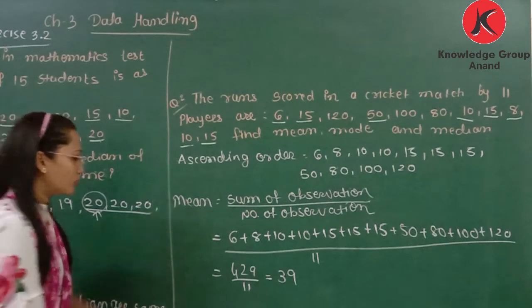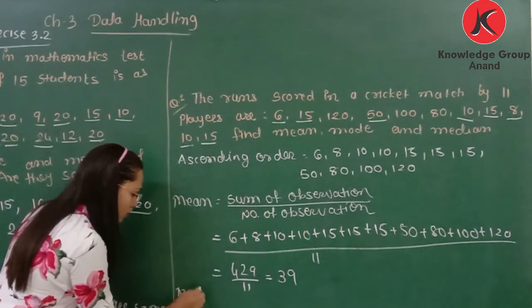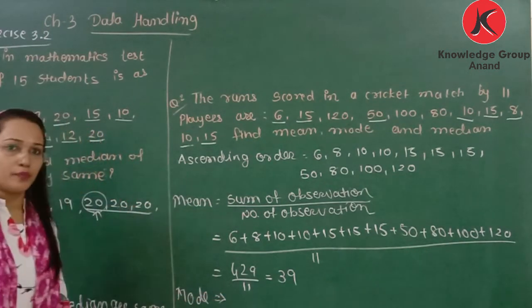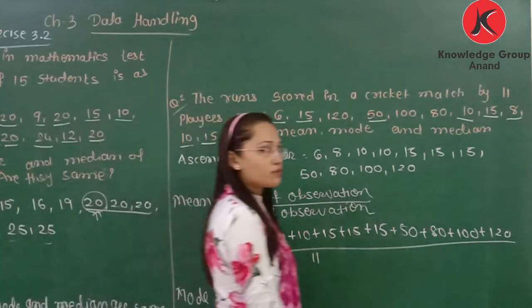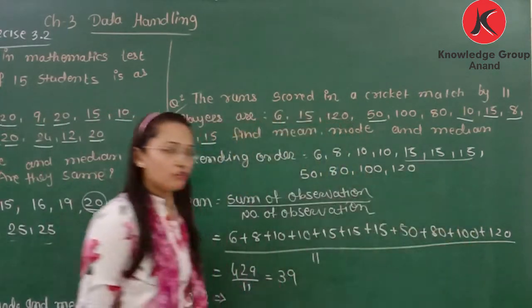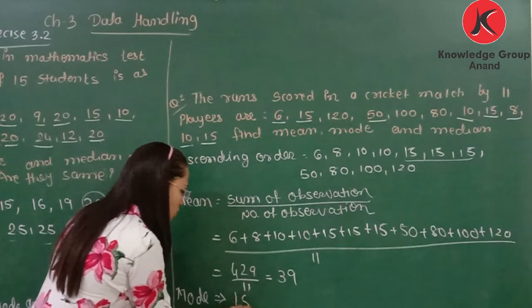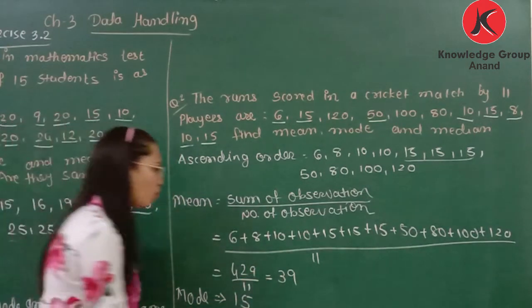Now mode. Mode means maximum repeated value. Which one is the maximum repeated? You can see 15 is the maximum repeated. So 15 will be our mode.